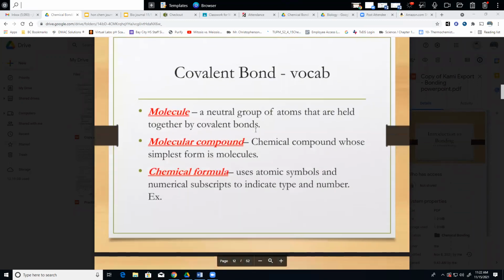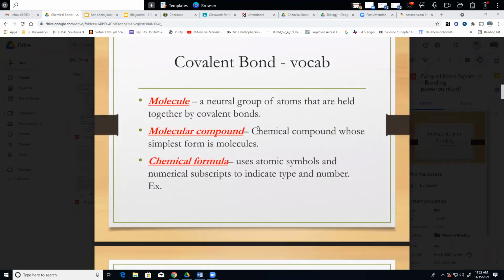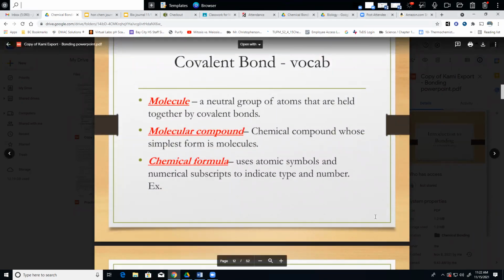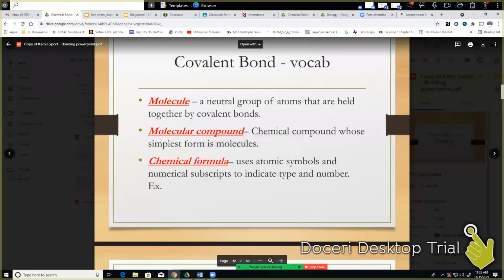All right, so we're going to talk about covalent compounds. So covalent compounds means the electrons are being shared, 2 or more nonmetals. And we're going to get to work drawing the Lewis dot structure for those.